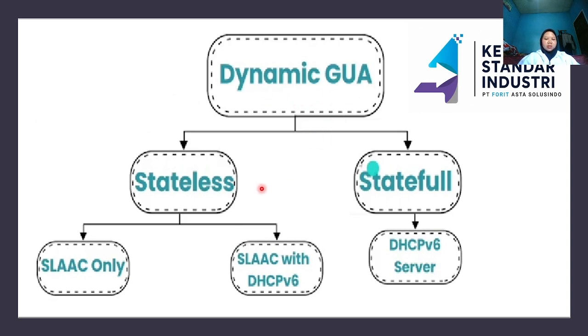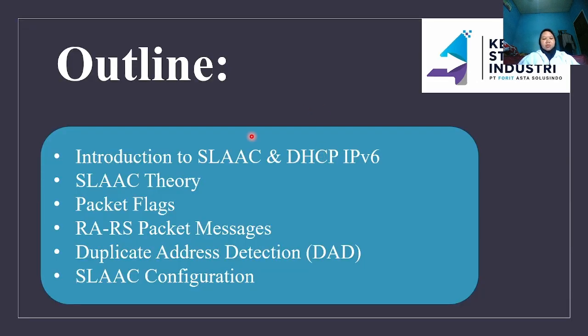Next, here we are going to discuss the variety in dynamic GUA. First, we will understand what stateless is and what stateful is. Under the stateless category, there are SLAAC only and SLAAC with DHCP version 6. Then under the stateful category, there is the DHCP version 6 server. We will discuss all of these types, my friend. Now let's move on to the theory of SLAAC.